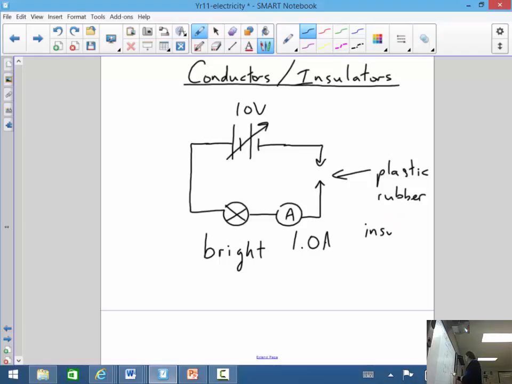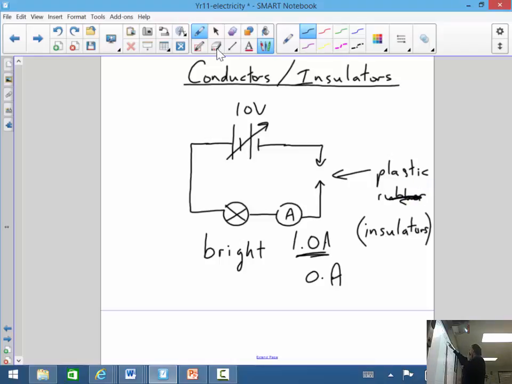So these are non-conductors, and you would find that the globe doesn't go on at all, and that needle would actually read 0 amps. Okay, so you'll get nothing there as a result. And then insulators or non-conductors. You can get ones in between that are sort of semiconductors here.